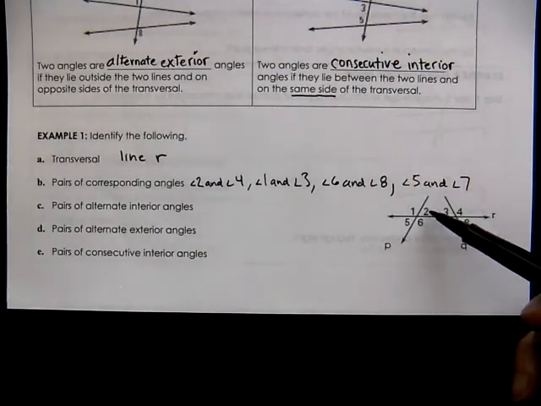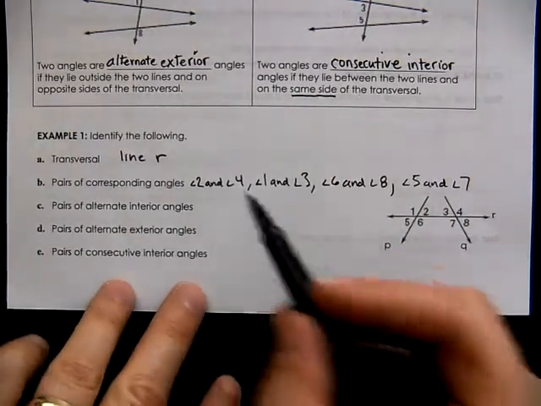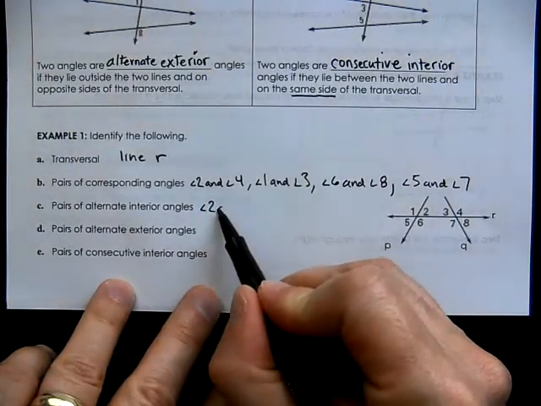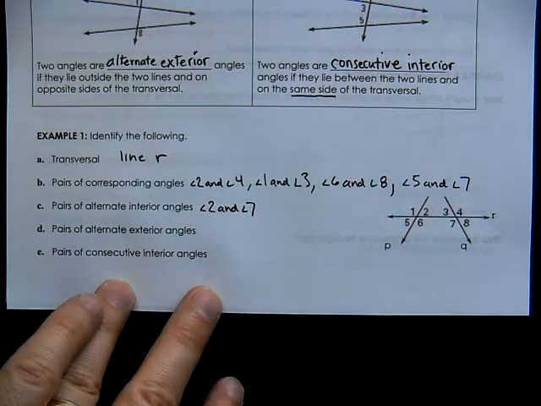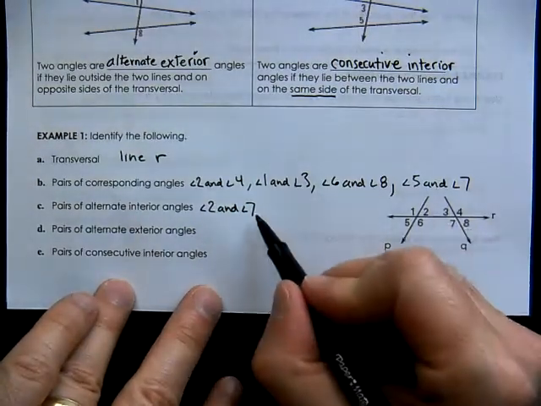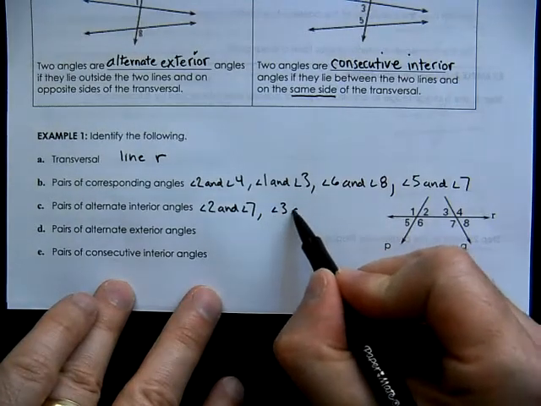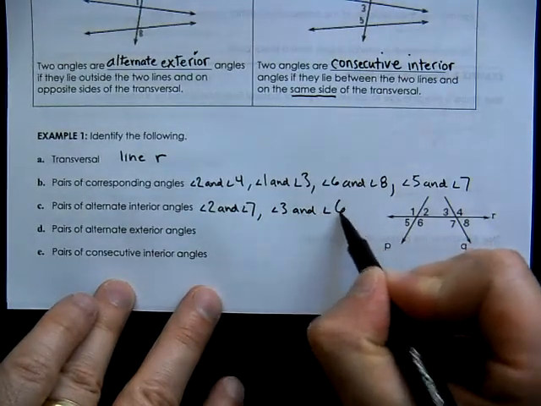One angle is above the transversal, one angle is below the transversal. So we say angle 2 and angle 7 are alternate interior angles. And then the other pair would be 3 and 6. So angle 3 and angle 6.